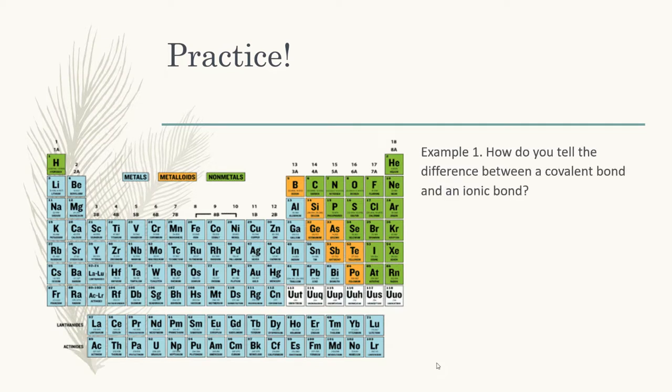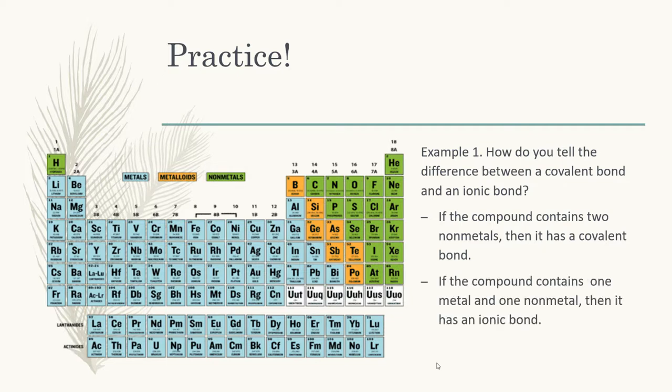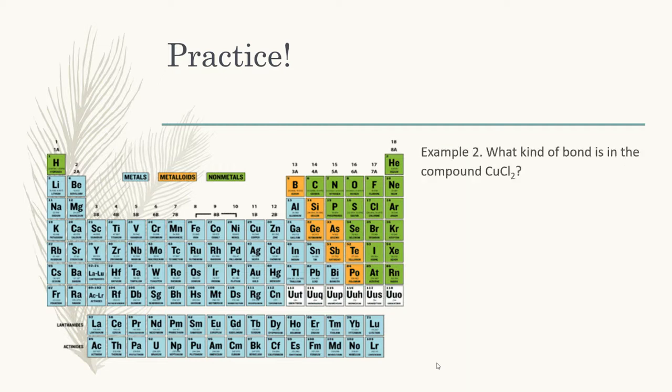How do you tell the difference between a covalent bond and an ionic bond? Well, based on the definition, if a compound contains two nonmetals, then it has a covalent bond. And if the compound contains one metal and one nonmetal, then it has an ionic bond. So it's pretty straightforward. You just need this diagram and you'll be good. So let's take a look at a few examples.